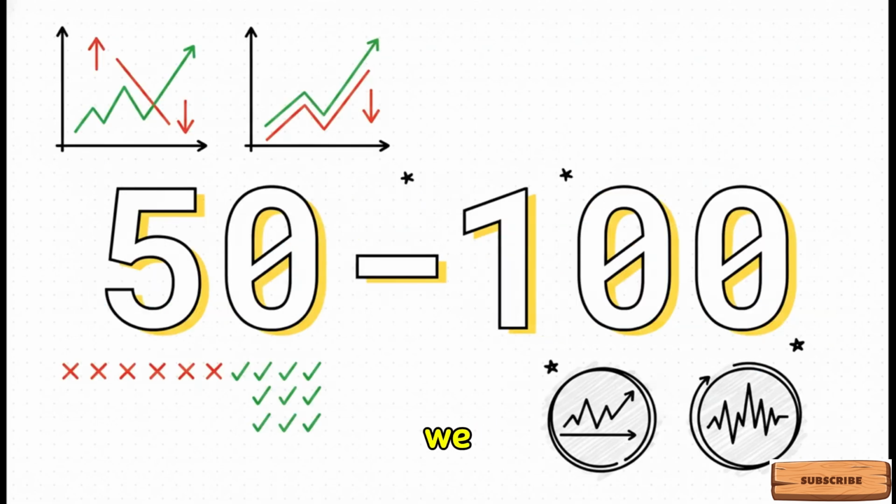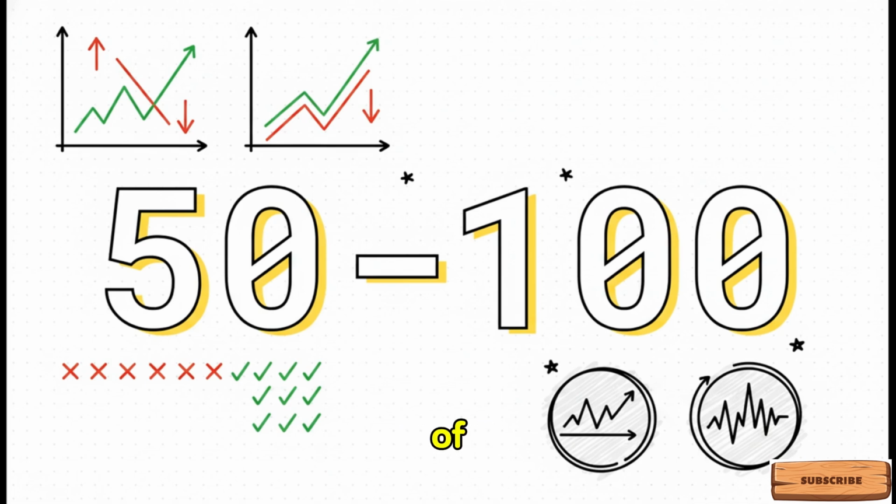And how many times do we actually need to test this setup? 50 to 100 trades, minimum. You absolutely cannot judge a strategy after just 5 or 10 examples. No way. A strategy might lose 6 times in a row purely due to normal market variance.